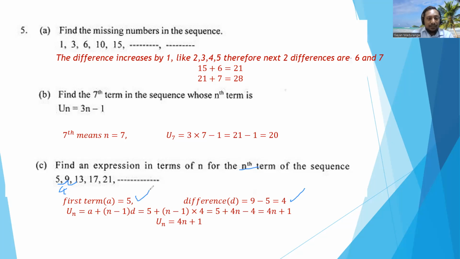And the first term is a. Children, I have taught you the nth term formula, a plus n minus 1 d. So a is 5, you substitute, and d is 4, you substitute. And here we go, just simplify. 5 plus 4n minus 4. 5 minus 4 is 1, so it's 4n plus 1. Isn't it easy? Of course. My children, you find it very easy, right?